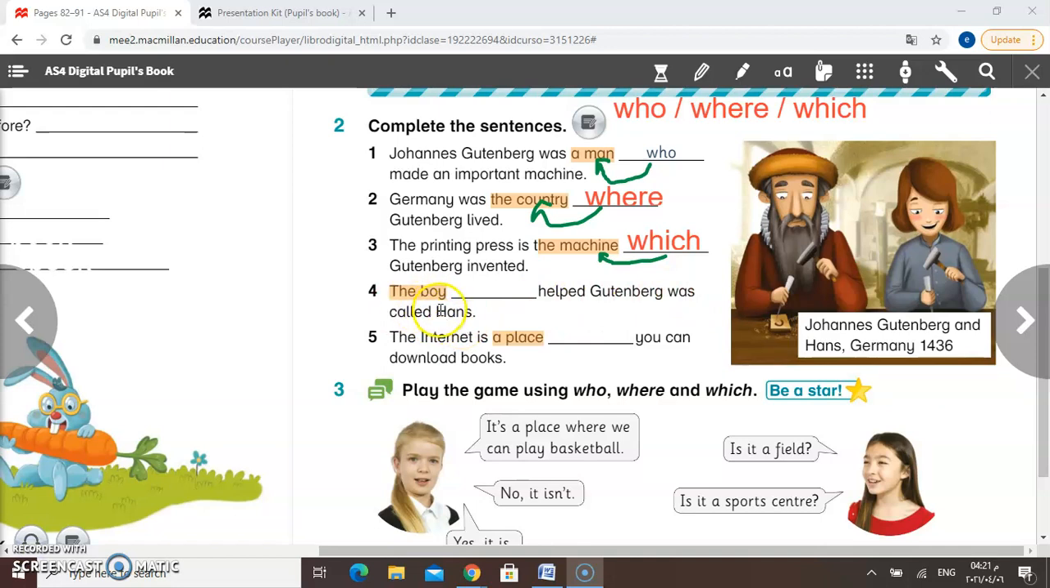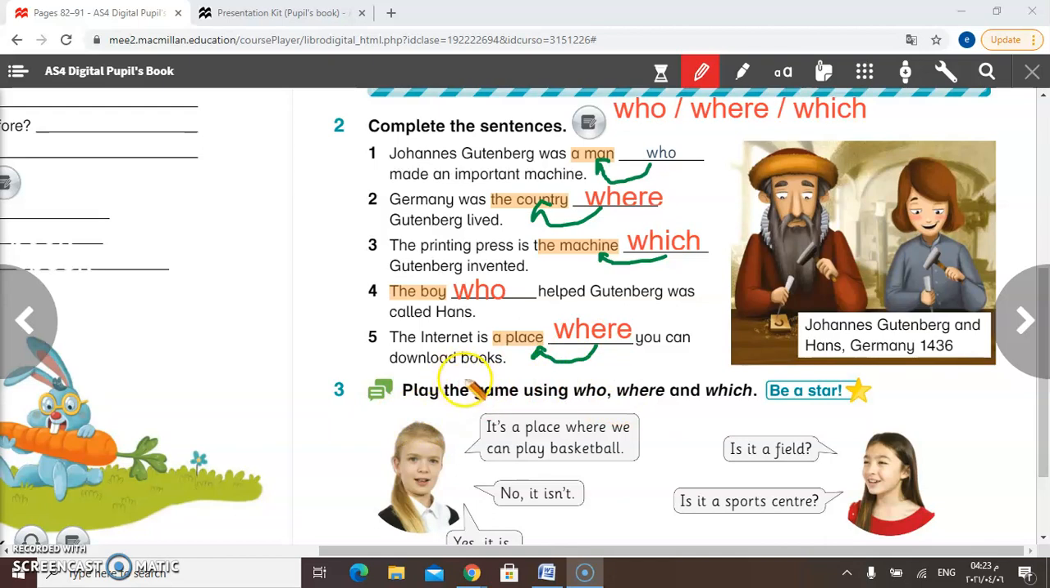Excellent. Number 4: the boy who helped Gutenberg was called Hans. Boy, this is person. Excellent. We have to use who. Write it, please. The internet is a place where you can download books. Yes, great. Thank you. Where? Write it, please. So, my student, as I said, you have to look before the blank or before the relative clause. This is the word that I use to choose the correct relative clause. Okay?